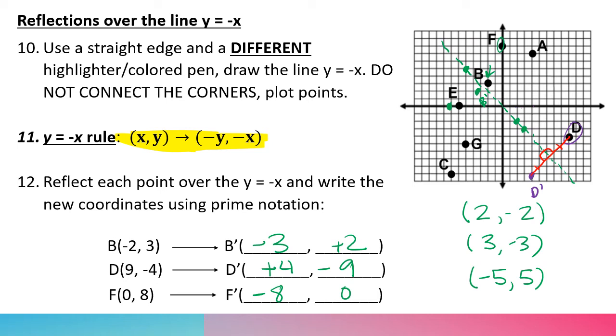I don't think I went 8. 1, 2, 3. Nope, I was 1 short. Okay, so go to -8. Don't go to -7.